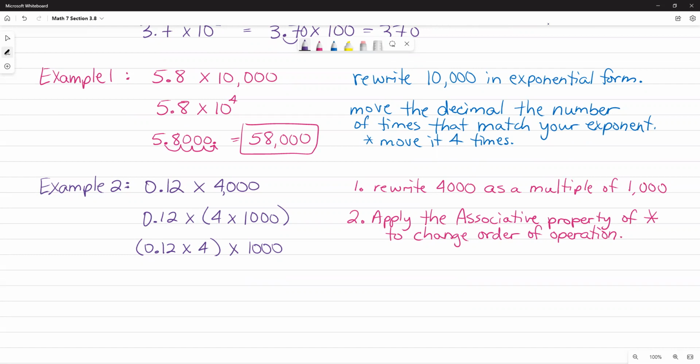So 0.12 times 4. Write it vertically. Don't try to do it in your head and get your decimal in the wrong place. So we know 4 times 12 is what? 48. Right. But where do I put my decimal place? In front of the 4, exactly. We've got 2 decimal places in our first factor, so we move the decimal to in front of the 4. All right, so this gives us 0.48 times 1,000.